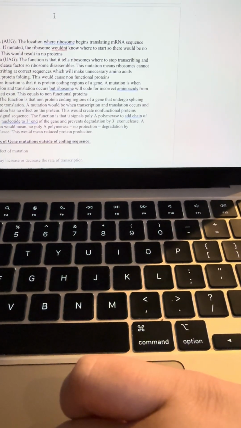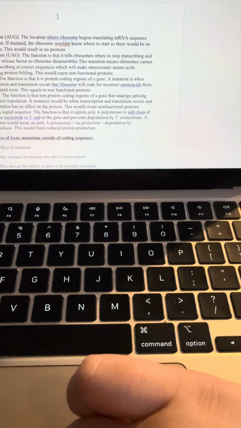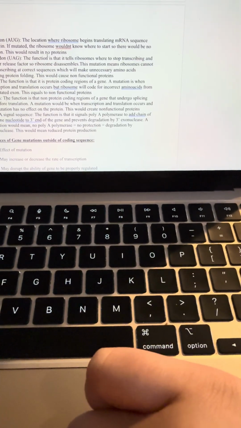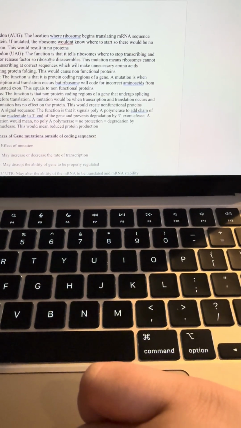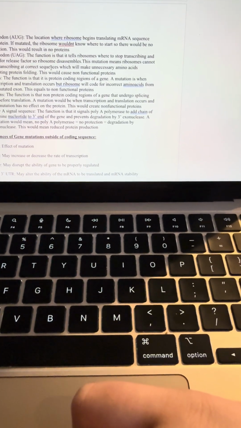Start codon, AUG. The location where ribosome begins translating mRNA sequence into protein. If mutated, the ribosome wouldn't know where to start, so there would be no translation. This would result in no proteins.